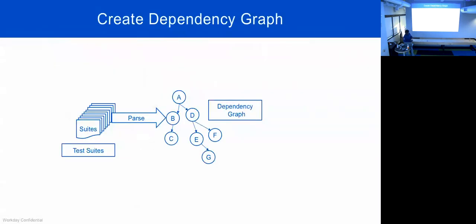And then how it works internally: I said we use a dependency graph. So we have test suites, which are Robot files. It's a clear text file, so we parse it. And there is metadata about all the dependent test suites. So we create a dependency graph out of it.